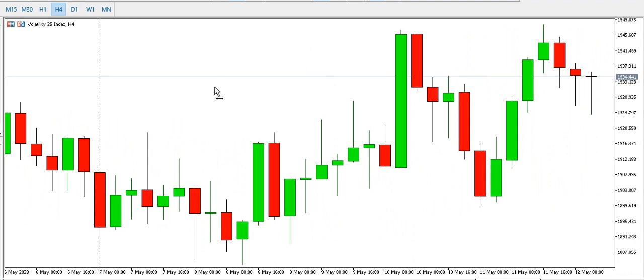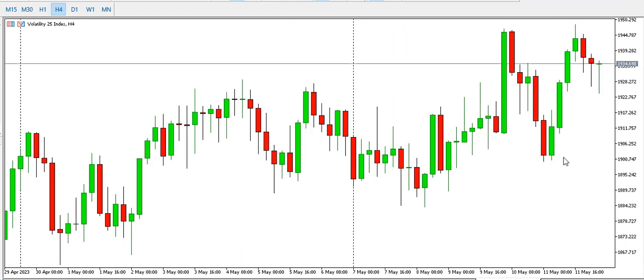V25. Look at what's happening on the 4-hour time frame. The bulls are in charge. Look, the bears tried, but they are unable to establish a lower low. In as much as the bears are unable to establish a lower low, and the bulls keep on having higher highs, you look for buying opportunities.